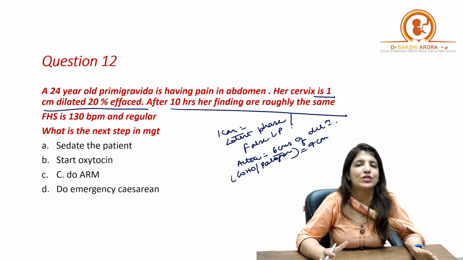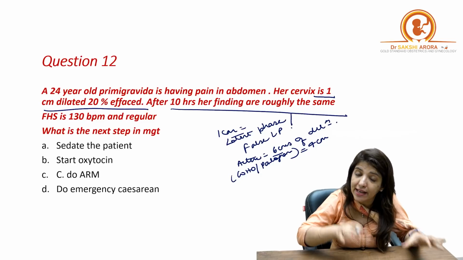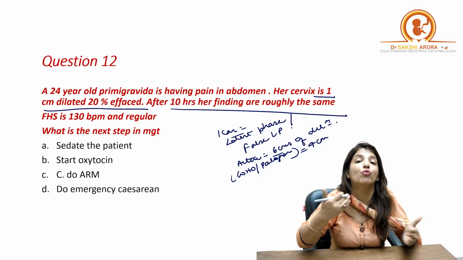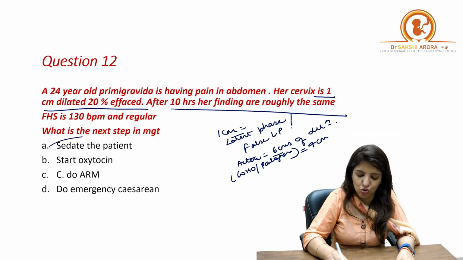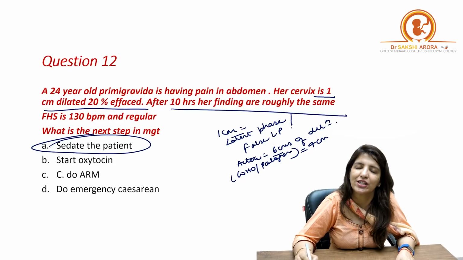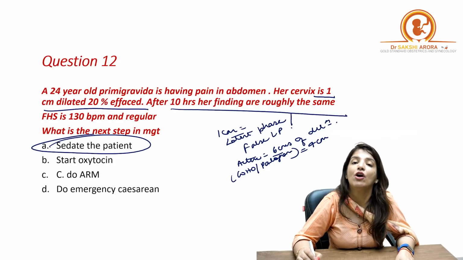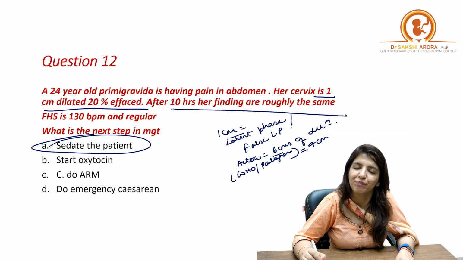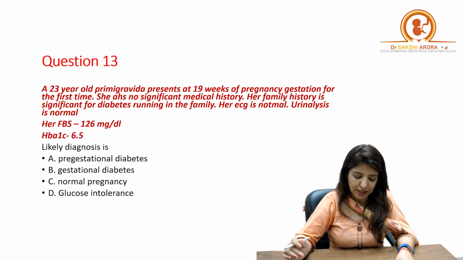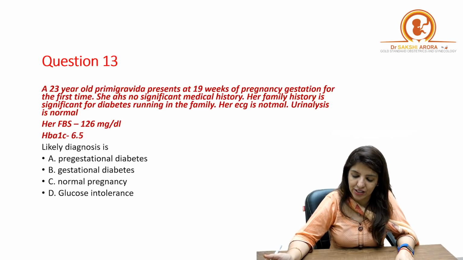So whenever you face a situation where the patient is in prolonged latent phase or is moving towards prolonged latent phase, the best management always is to sedate the patient, in order to differentiate between false labor pains and prolonged latent phase. Clear?